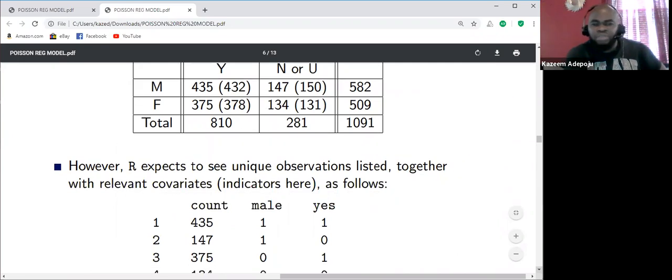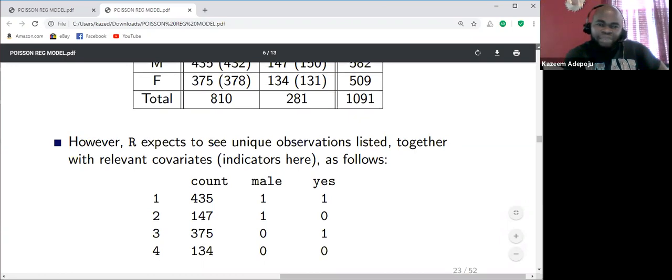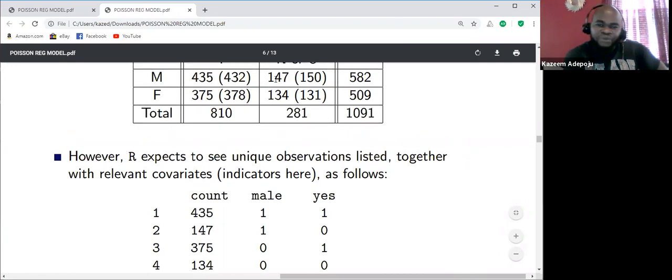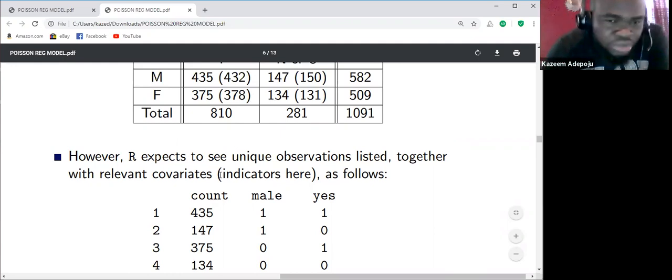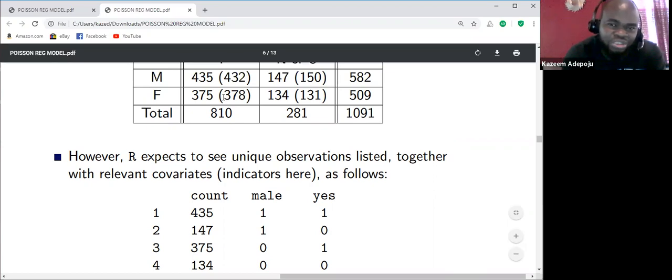If I want to do this in R, I need to first write out my count. My count will actually be the observed counts: 435, 147, 375, 134. If you want to apply the Poisson regression model, you don't need the expected counts here. In R, you don't need that. You only need it if you really want to do chi-square.